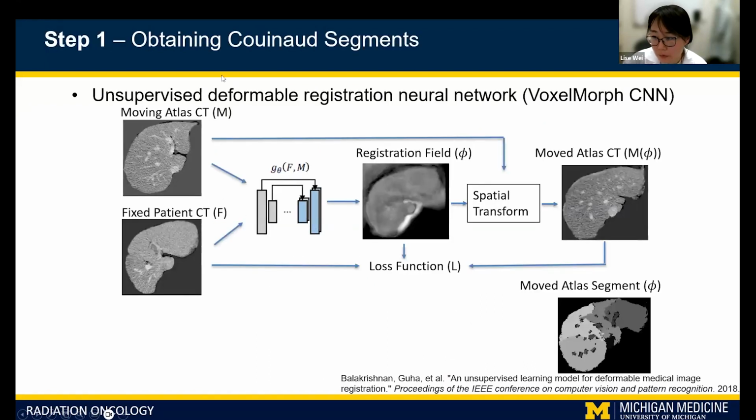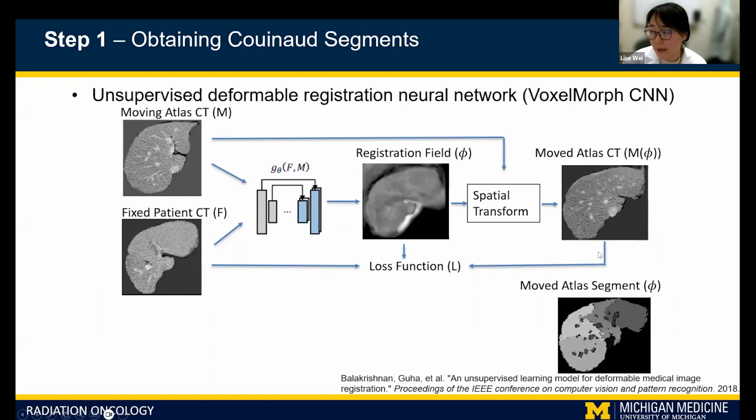To obtain the Couinaud segments, we use a method called VoxelMorph CNN. The basic idea I just explained. So there will be a moving input image, which in our study is a moving Atlas CT, and a fixed patient CT, of which we have around 502 patients, going through this kind of UNet structure network. And then there will be a registration field learned by this network, and we can do spatial transformation, and this moving Atlas CT will be registered to this fixed patient CT.